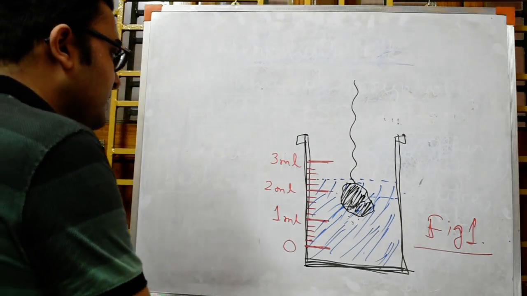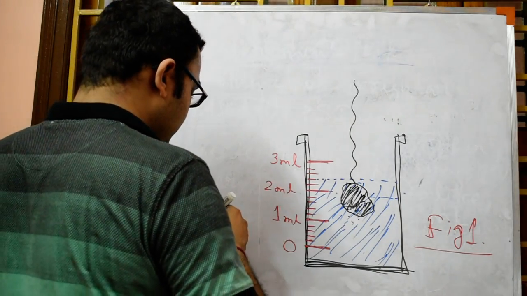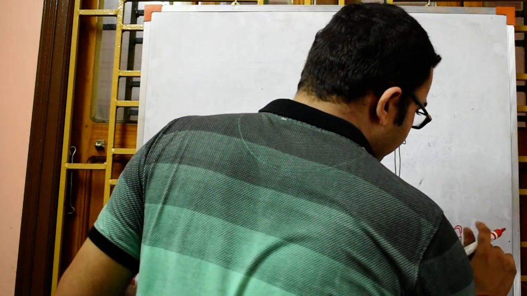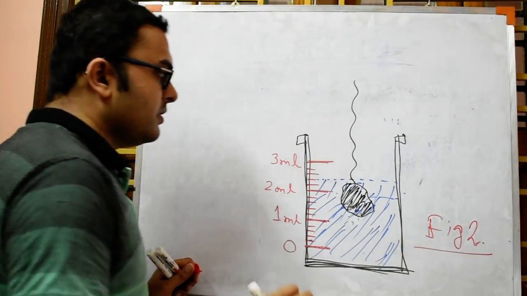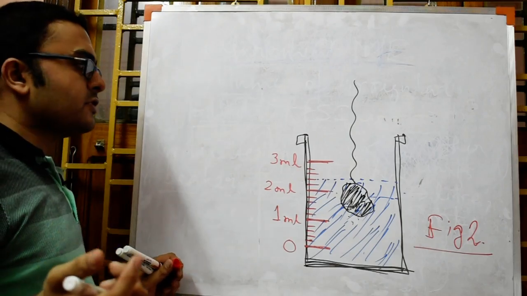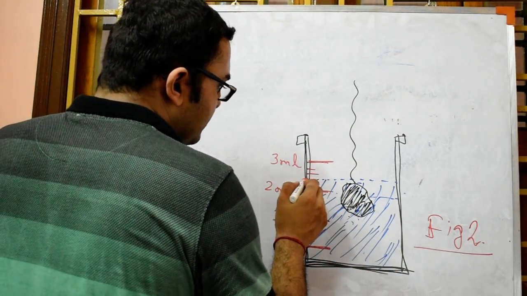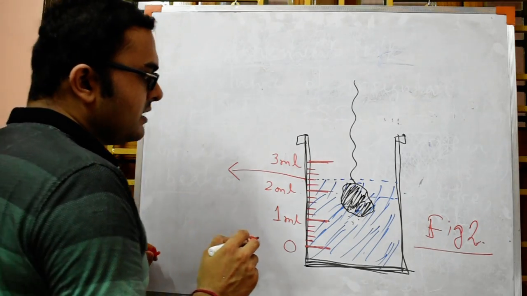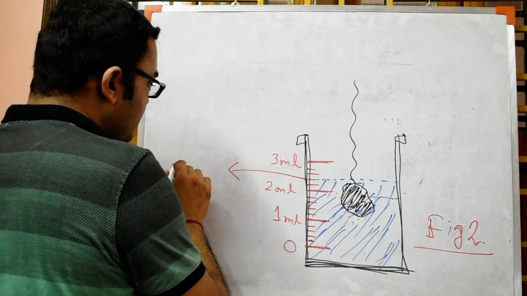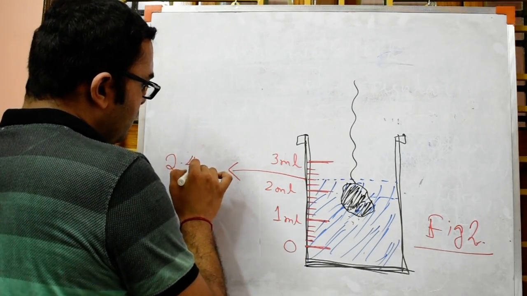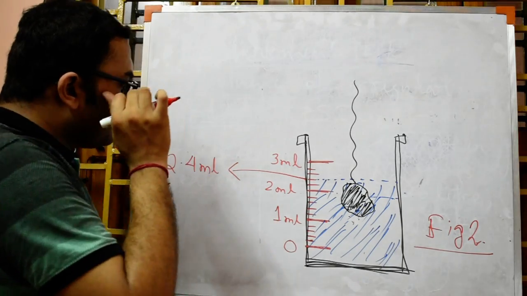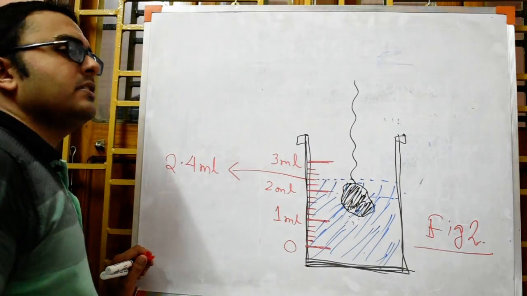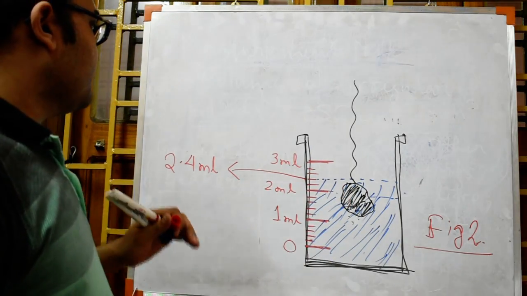If I see this particular marking where the water is now, I should mention it as figure 2, not figure 1. So this is figure 2. In the next figure, we have inserted the stone in the water. This particular marking shows us that it is 2.4 ml. Next is 2.6, next 2.8, then it is 3 ml. So this is 2.4 ml.